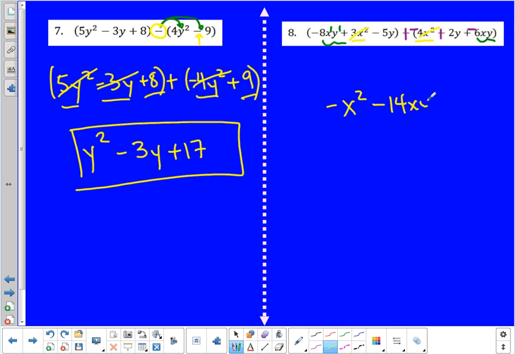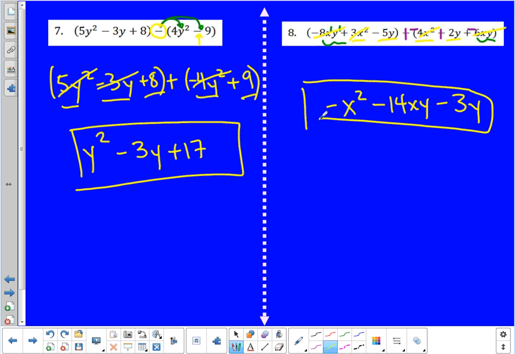And again, I put this one second because it technically has a degree of 2, since each of these variables has a degree of 1. 1 and 1 makes 2. So then I put the xy term second, and then these y terms have just a degree of 1, so they come last. Now, negative 5 plus 2 gives me negative 3, so that's minus 3y. And there's my simplified version.